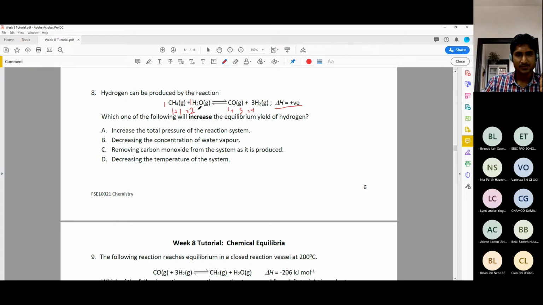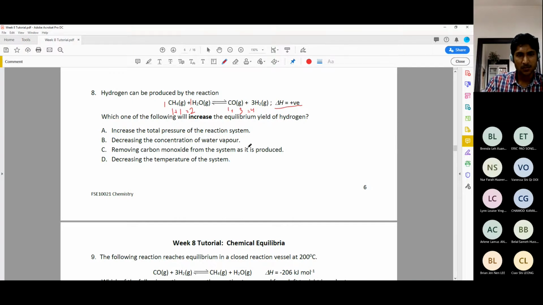Right, because there it can have a smaller volume, with fewer particles. So it is not helping. Increasing the total pressure is not helping to produce the hydrogen gas.